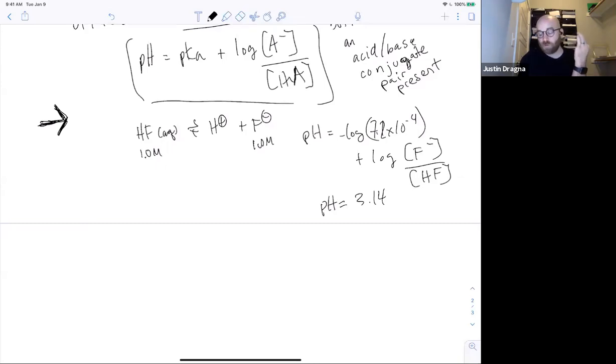So if you want to work it out the long way, you can. But it is significantly faster to just work it out, especially when you're working through titrations and stuff, with the Henderson-Hasselbalch equation. So your call, Christine.